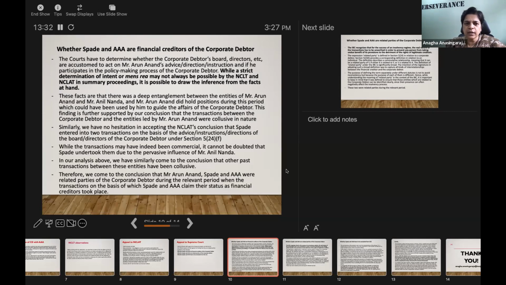Similarly, we have no hesitation in accepting the NCLAT's conclusion that Spade entered into two transactions on the basis of the advice, instructions, directions of the board of directors of the CD under Section 5(24)(f). So it has concluded that the CD was acting on the instructions of this person, and hence it's a related party under 5(24)(f). While the transactions may have indeed been commercial, it cannot be doubted that Spade undertook them due to the pervasive influence of Anil Nanda. In our analysis above, we have similarly come to the conclusion that other past transactions between these entities have also been collusive. Therefore, they concluded that Arun Anand, Spade, and AAA were related parties of the CD during the relevant period when the transactions took place, on the basis of which Spade and AAA are now filing their claims as financial creditors.